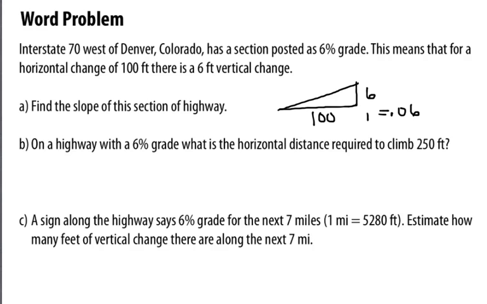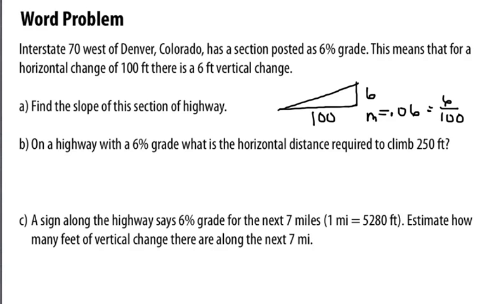0.06 is your slope. And how do we get that number? Literally, rise over run. So 0.06 would be my slope, or you could have said 6/100ths is the slope. They told you that pretty much in the problem. I wanted to know if you could recognize what you're reading as what slope really is. Part B. On a highway with a 6% grade, what's the horizontal distance required to go up 250 feet? How would you do that one?